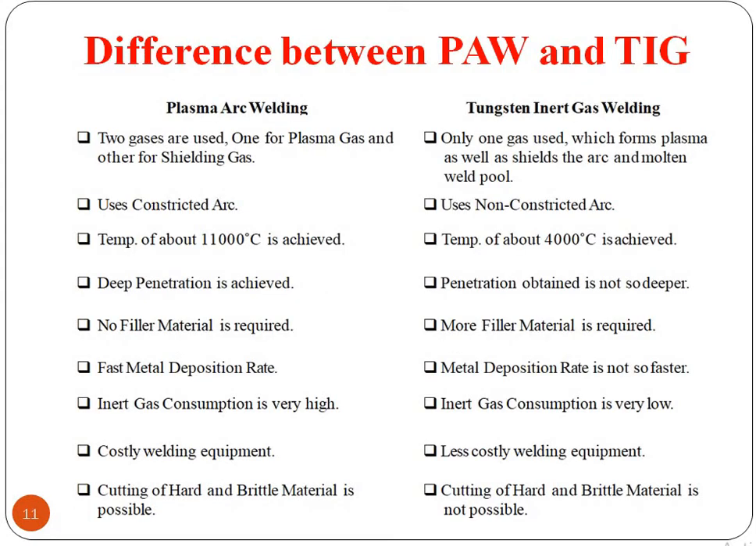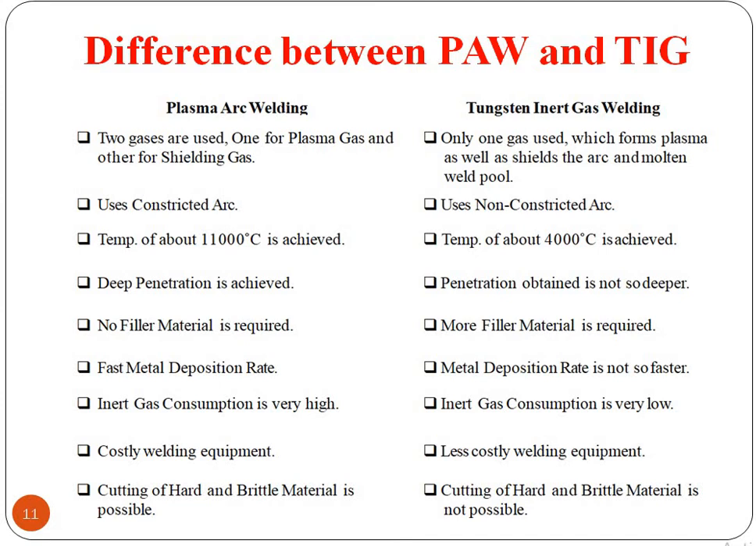So in general, at the last, we have already said that plasma arc welding, simply PAW, is similar to TIG welding. So this is the difference between PAW and TIG welding. First of all, in plasma arc welding, two gases are used. One is for plasma generation, that is the ionized gas, and the second one is for the shielding gas. But in the case of TIG welding, only one gas is used, which forms the plasma as well as the shield.